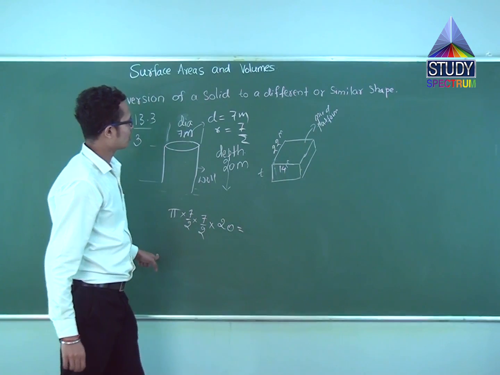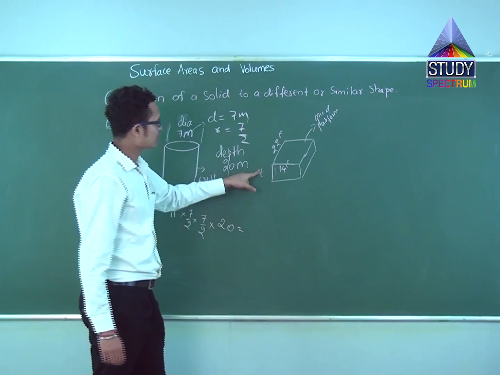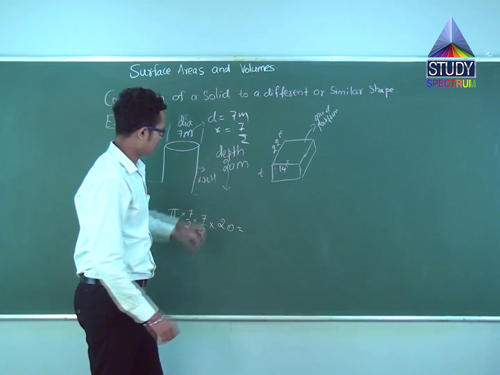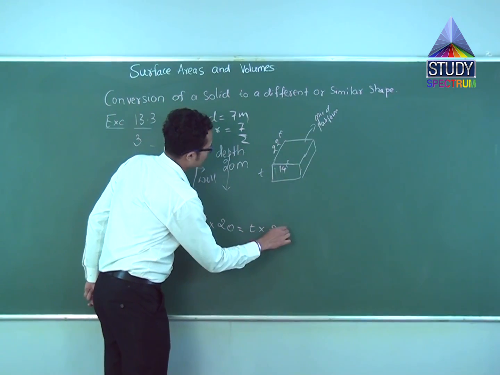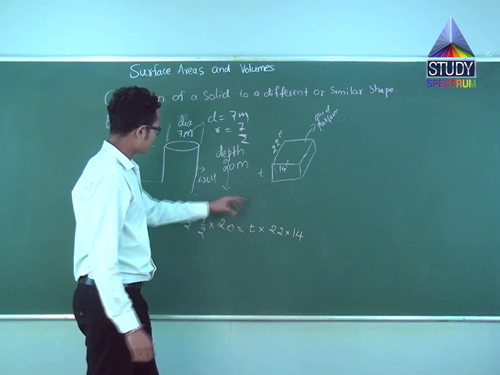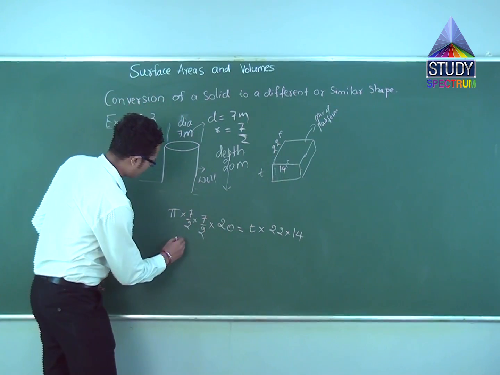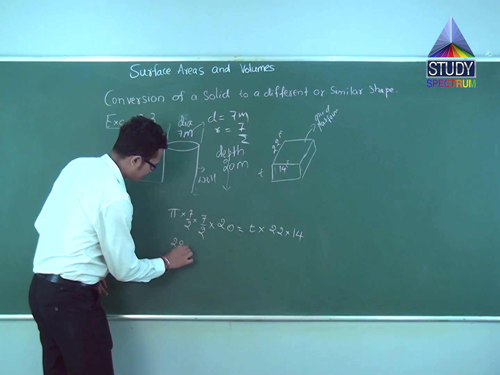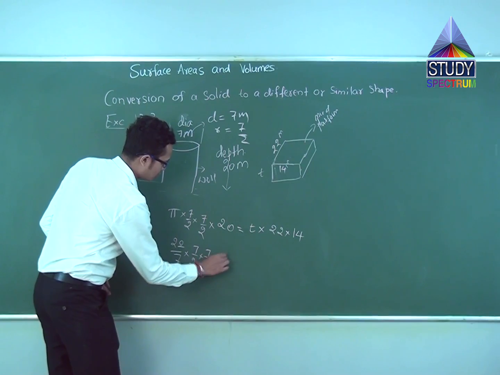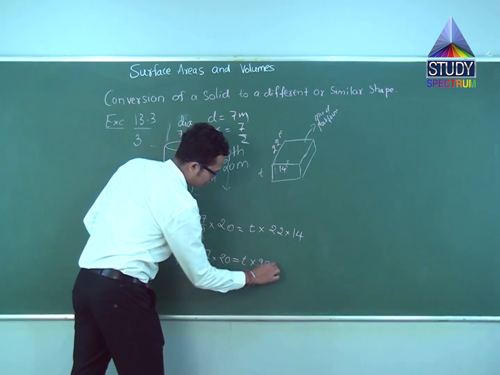This is equal to volume of the cuboid. Volume of the cuboid is nothing but all the dimensions multiplied together just once. Therefore, this is T into 22 into 14. We know all the terms except T, so find out T. Therefore, pi I am substituting as 22 by 7, multiplied by 7 by 2 into 7 by 2 into 20 is equal to T into 22 into 14.